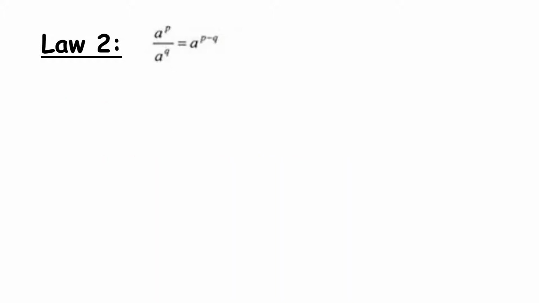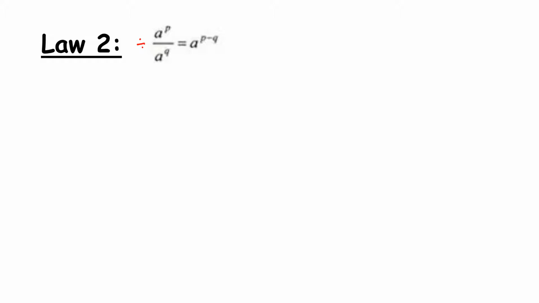So now let's take a look at law 2. So law 2 is about division. Just as a reminder, anything that's written as a fraction can also be rewritten as division. We're going to focus on it as division just for a minute, and then we'll go back to using the fraction notation. So a to the power of p divided by a to the power of q is equal to a to the power of p minus q. So we're subtracting the powers.